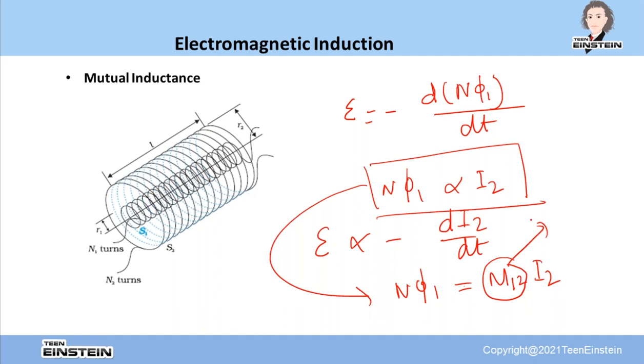For two coils, it is the induction produced in one coil due to the other. So this is the coupling constant, and this is called mutual inductance. And for a single coil, for itself, n phi will be proportional to the current in itself. So we can write n phi 1 is equal to L I1. This L is another proportionality constant for self inductance, and this is called self inductance. We'll just come to that.